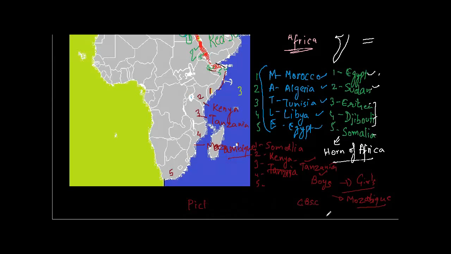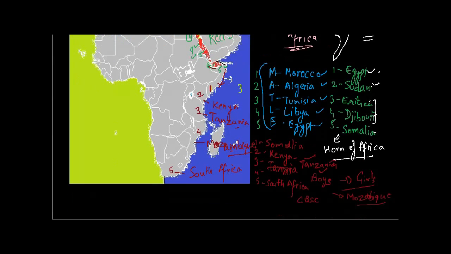So now this is my Somalia, Kenya, Tanzania, Mozambique, and now the most famous place. This is right, South Africa. South Africa. So this is the land of diamonds or gold, South Africa.